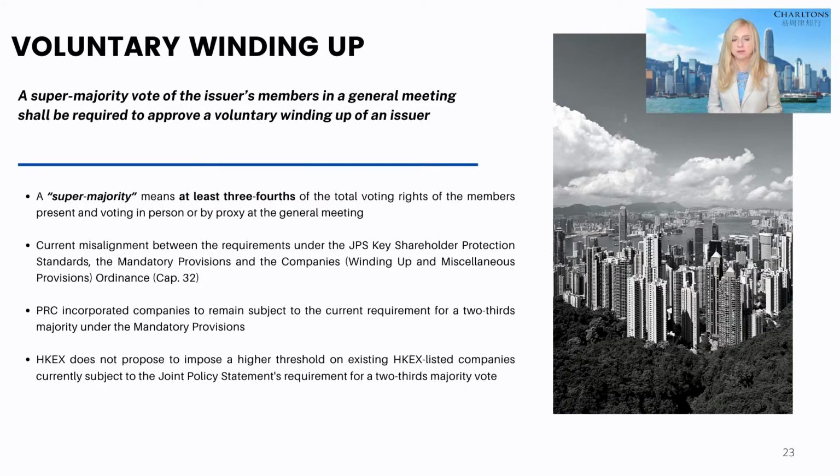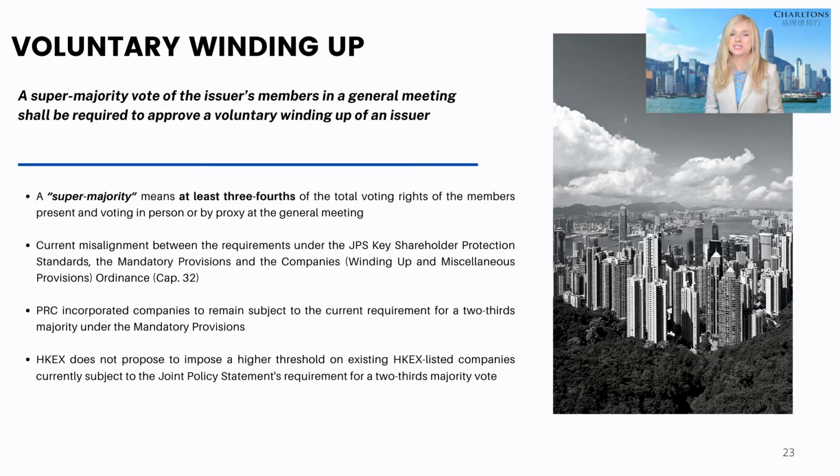That's a resolution passed by at least 75% of the total voting rights of all members who vote on the resolution. Companies incorporated in Bermuda or the Cayman Islands are not currently subject to this shareholder protection standard. The Hong Kong Exchange proposes that a supermajority vote should mean at least 3/4 of the voting rights of the members present and voting in person or by proxy.